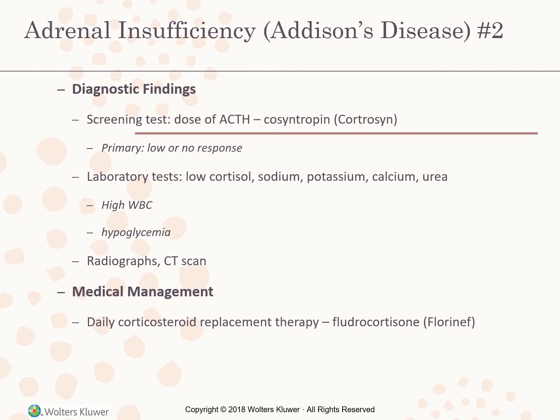So, a dose of synthetic ACTH, cosyntropin, is administered intramuscularly as a screening test for adrenal function. In primary adrenal insufficiency, an absent or low cortisol response indicates adrenal insufficiency. In secondary insufficiency, the decrease in serum cortisol levels is less significant.